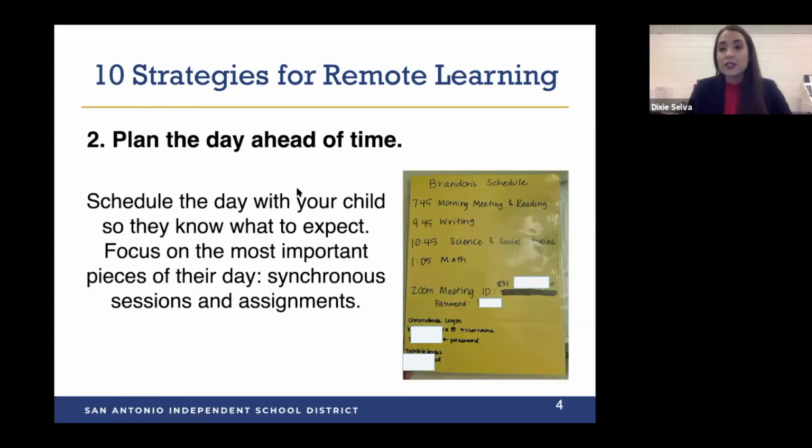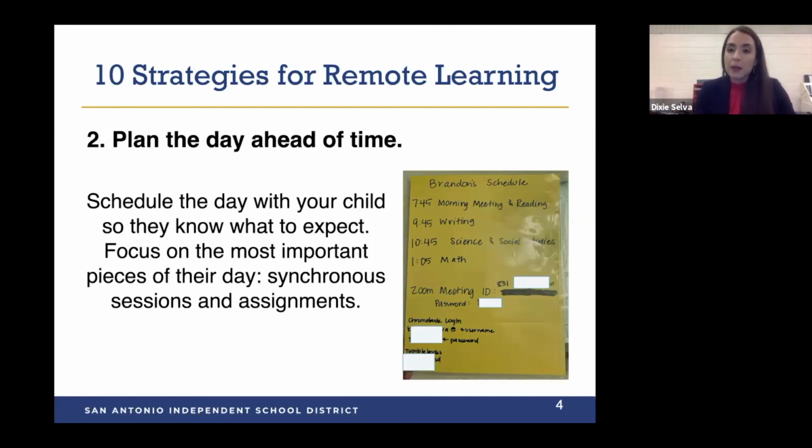Another strategy is to plan the day ahead of time. If you see on the screen, there's that yellow paper. That's my son Brandon's schedule. One of the first things I did with them was I took all the times that the teacher sent me for their Zooms. They have 4 Zooms a day. And so I wrote down the time and I put it on a piece of paper. So I knew that they might complete their work at different times, but they need to be on those Zooms. That was the expectation from their teacher.